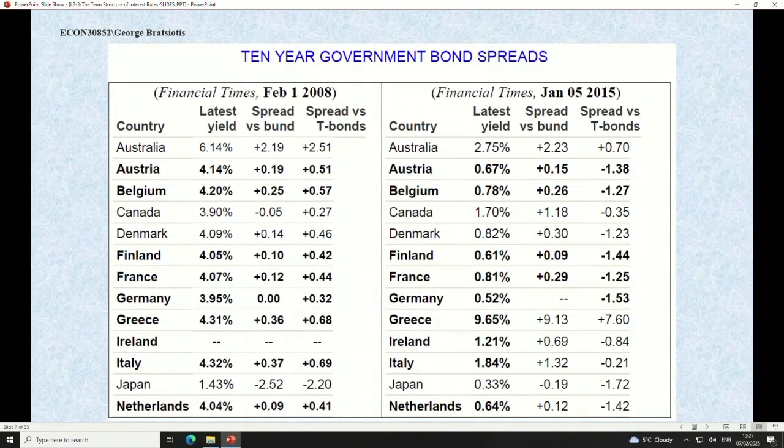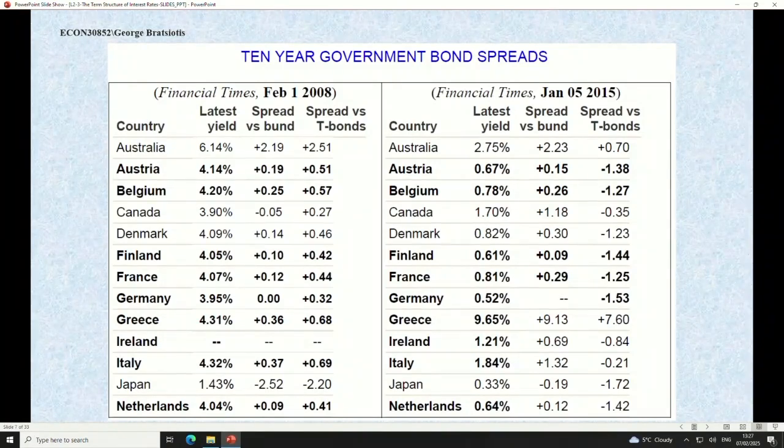And the second date, January the 5th, 2015, is just before Mario Draghi announced that they're going to go for QE because the Eurozone was in a crisis. And you can see Greece's, for example, rate here is massive. And let me just explain this. So you're looking at before the global financial crisis, the countries in bold are the Eurozone countries.